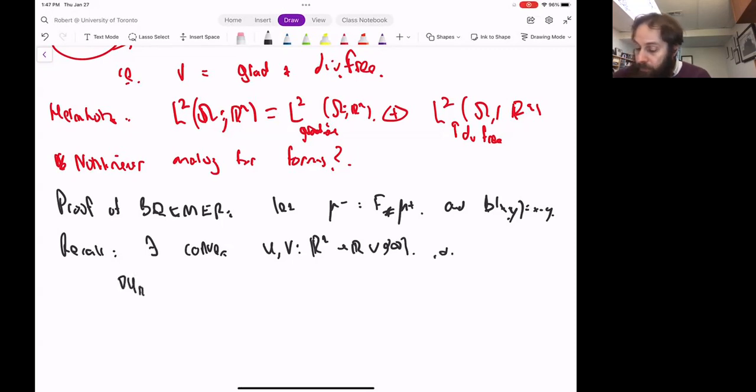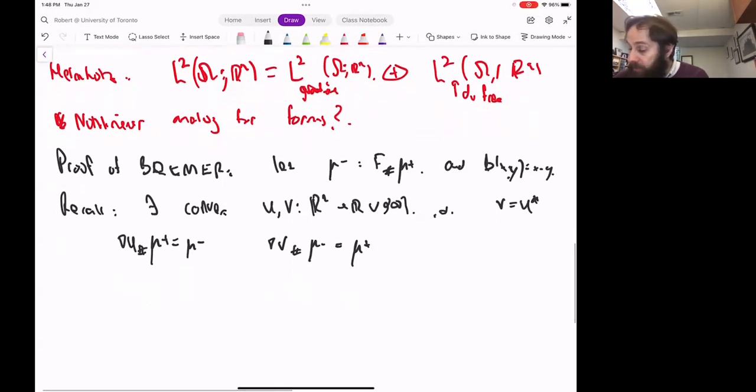gradient u pushes forward mu plus to mu minus, and gradient v pushes forward mu minus to mu plus. In fact, you can take v to be the Legendre transform of u. And they're inverses to each other almost everywhere. Sorry, this should have been a y.